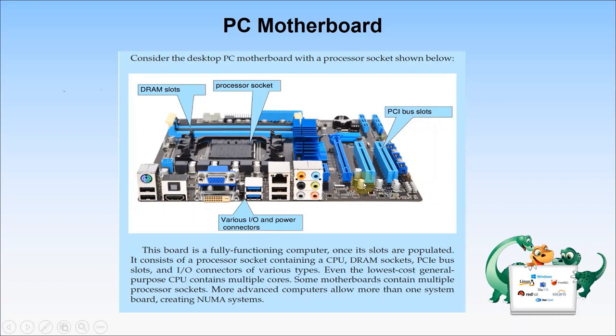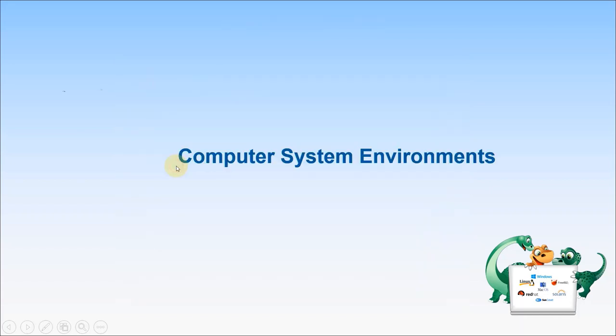Even the lowest cost general purpose CPU contains multiple cores, and some motherboards contain multiple processor sockets. More advanced computers allow more than one system, creating a NUMA system. Basically, if you have nothing to install here, like you don't want to use your display adapter and you use this instead, then that would make it operational.